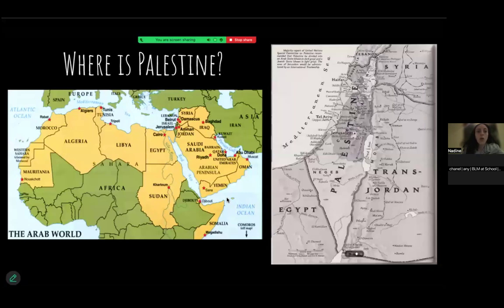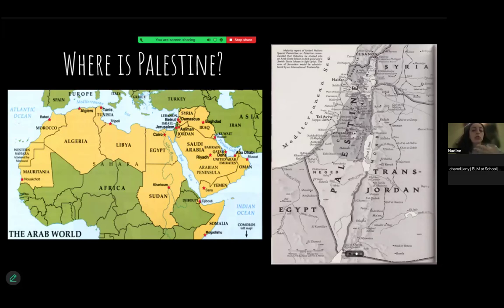Let's move on. First, let's talk about where is Palestine. Something that's super important is thinking about how maps are constructed, and not just solely about Palestine, but in general. We know that maps are really a product of colonialism because the borders were created as a product of colonialism and imperialism. On this first map on the left, it's showing the Arab world, which is what we kind of know as the Middle East.